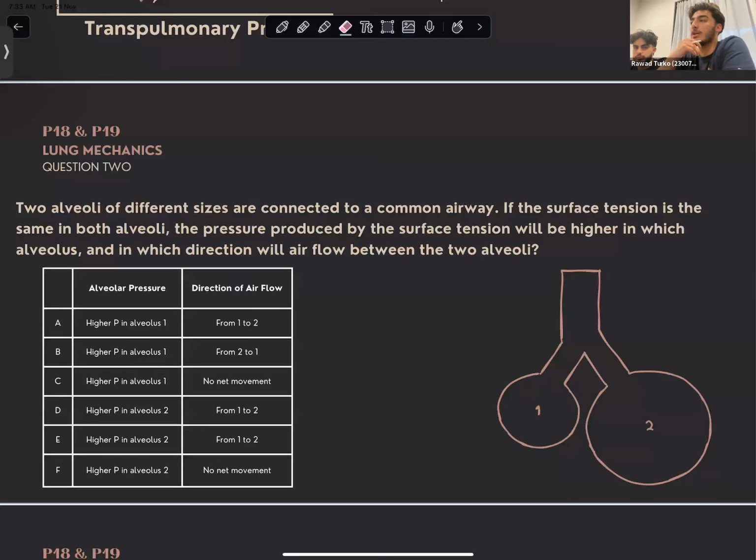Can somebody tell me what equation we're looking at? What's the name of this equation? The name of this formula that we're using?